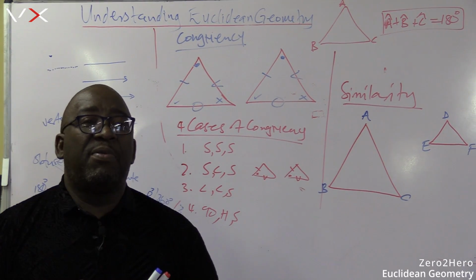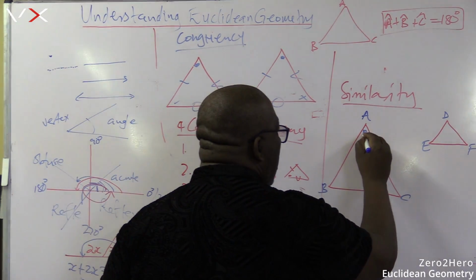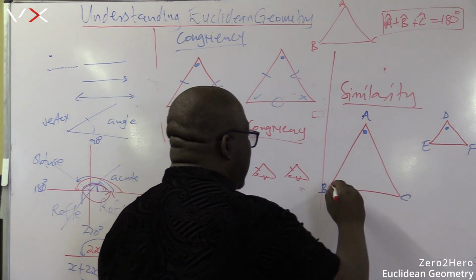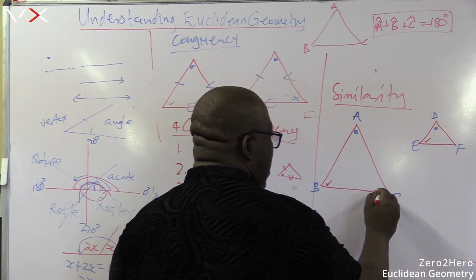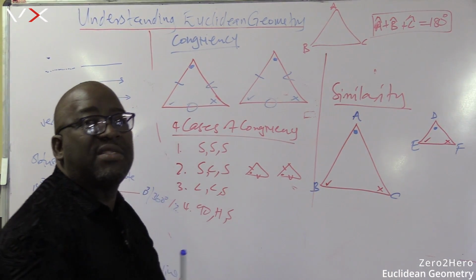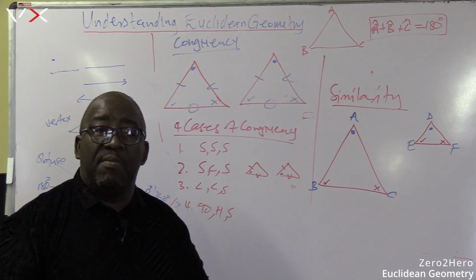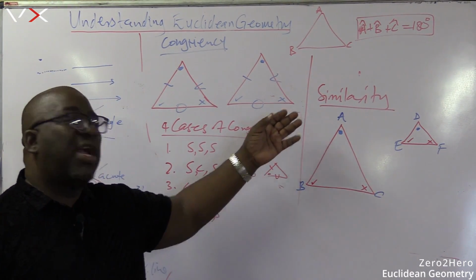The angles must be in the same position for the triangles to be similar. So in this particular case, if this angle B is equal to angle E, and angle C equals angle F, then we can say the two triangles are similar because they've got the same features. The corresponding angles are the same, equiangular.